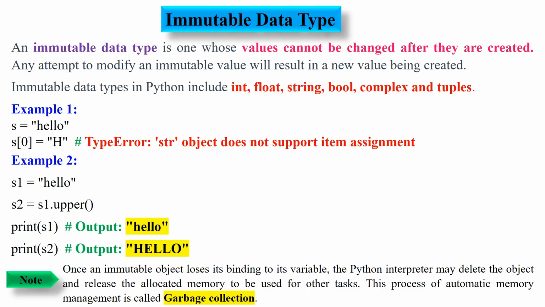Note that once an immutable object loses its binding to its variable, the Python interpreter may delete the object and release the allocated memory to be used for other tasks. This process of automatic memory management is called garbage collection.